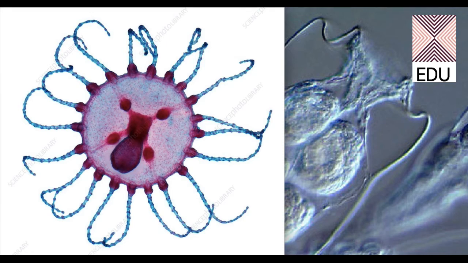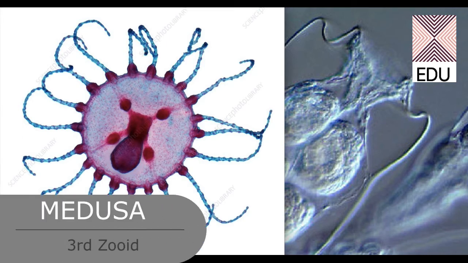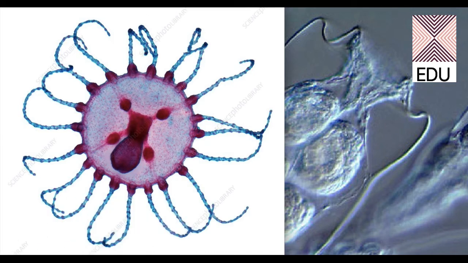This picture shows the third zooid of Obelia, which is the Medusa. This Medusa has a histology very comparable to a polyp. It also has the epidermis, mesoglea and the gastrodermis. It can also feed. It has a mouth on the very tip of the manubrium. This hanging part is called the manubrium. Then it has 4 radial canals. These are the 4 radial canals.